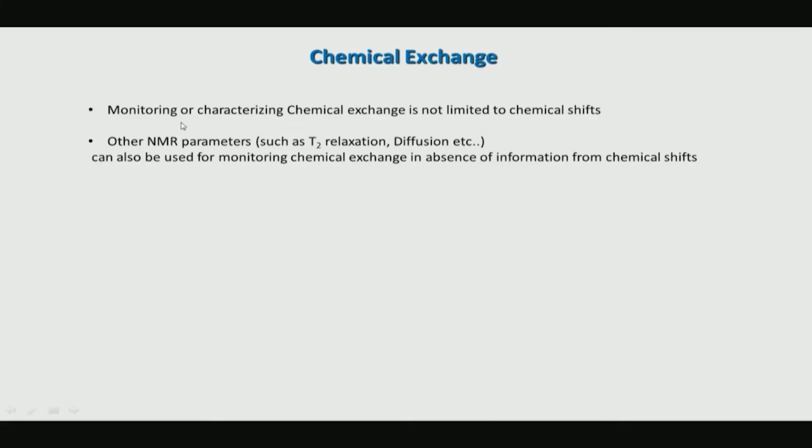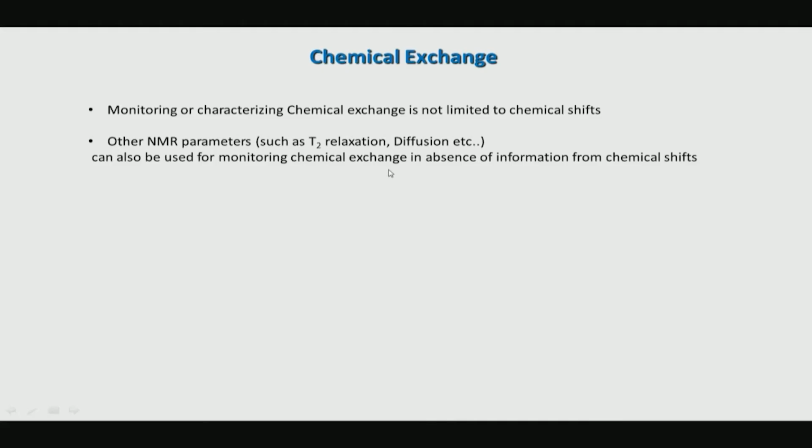But it is not only the chemical shift time scale that is important. We can also characterize a chemical exchange based on another time scale, that of relaxation time scales, or we can also call it the diffusion time scale. So, this is what is shown here, that we can use other NMR parameters such as T2 relaxation, diffusion, etc., which can also be used for monitoring chemical exchange.